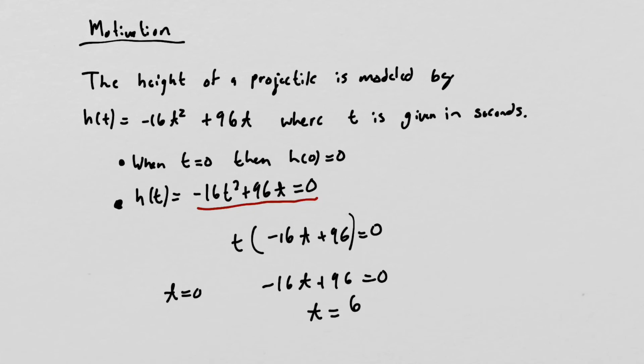So let's go ahead and start a new page. What this tells us is that at time is equal to 0, our projectile hasn't left the ground yet, and then at time is equal to 6, our projectile hits the ground. And in this particular case, the domain of this function is going to be all the time in between the time that the projectile leaves the ground and the time that the projectile hits the ground.